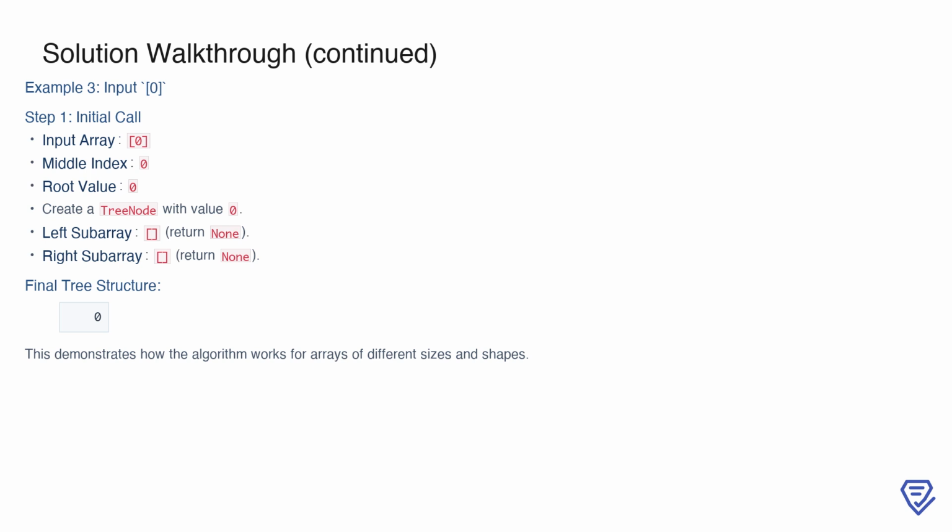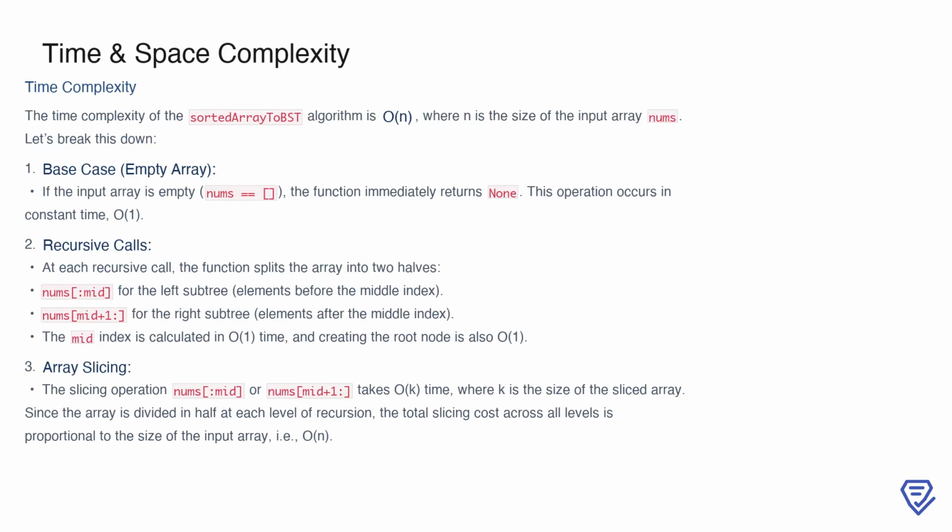This example highlights how the algorithm handles arrays of varying sizes, from small to large, while always maintaining a balanced binary search tree structure. The time complexity for the sorted array to BST algorithm is O(n), where n is the size of the input array. To understand this, we can break it down into smaller components. First, consider the base case where the input array is empty. In this scenario, the function immediately returns none, which happens in constant time, O(1).